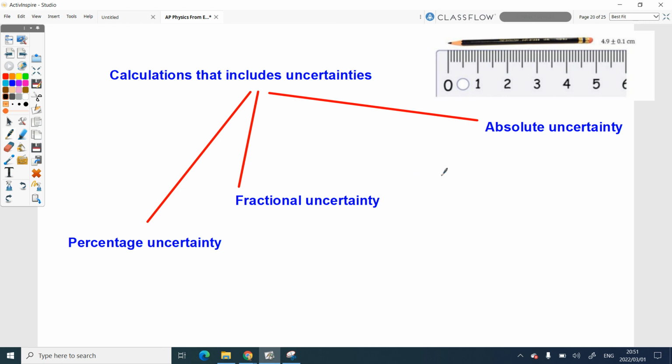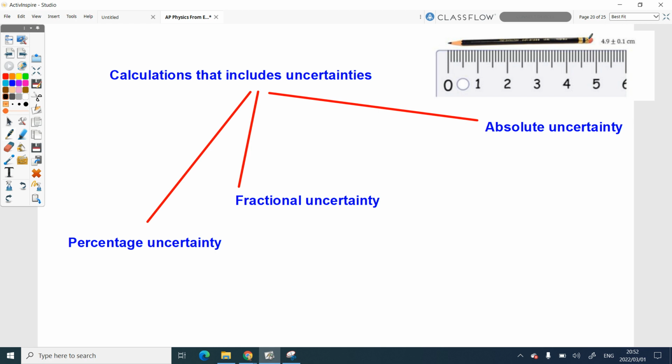We're moving on to uncertainties in calculations now, but before we look at the calculations, we need to look at the three different ways that you can get an uncertainty asked. So please read the question very nicely. If they're asking for the absolute uncertainty, that's the one that we've been talking about.